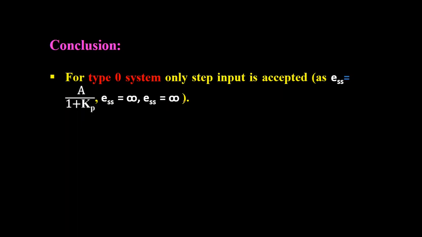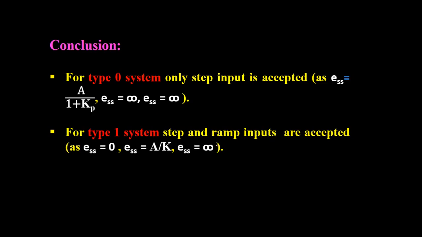Now let us see the conclusion points of this lecture. First, for the type 0 system, only step input is accepted, as steady state error is a finite value for step input, but the steady state errors are infinite for ramp and parabolic inputs when applied to the type 0 system. And for type 1 system, step and ramp inputs are accepted, as steady state error for step input is 0 and steady state error for ramp input is a finite value, but parabolic input is not acceptable because the steady state error for type 1 system is equal to infinite.